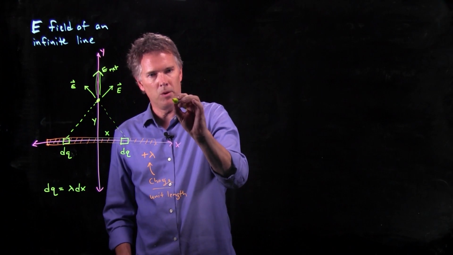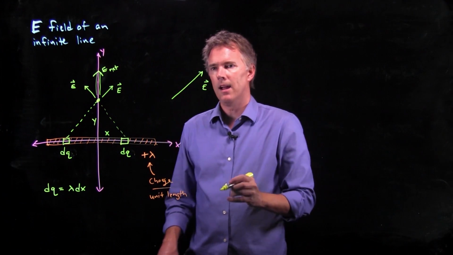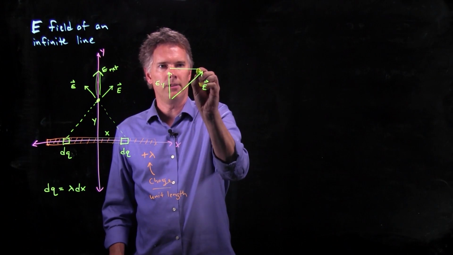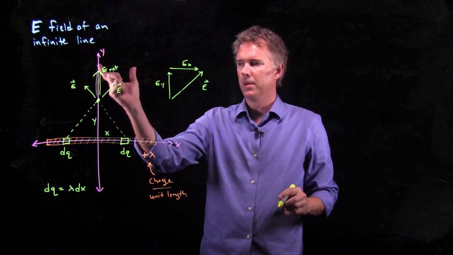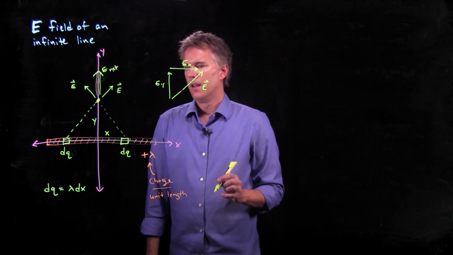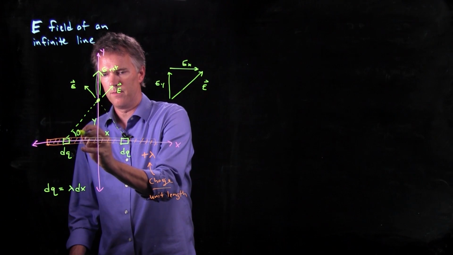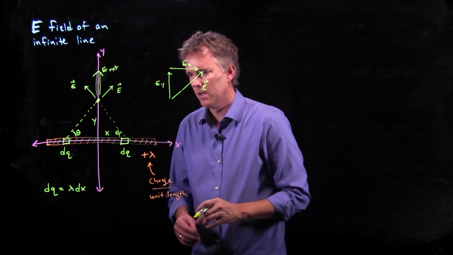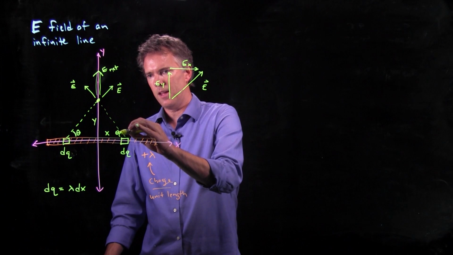So I'm going to take this one, I'm going to blow it up a little bit. It has a vertical component, E sub y, and it has a horizontal component, E sub x. We already said that we're not going to worry about the horizontal component because those are going to cancel out. It's really just that vertical component that we're worried about. Let's do one more thing here. Let's make this angle theta. And that angle is also, therefore, theta.